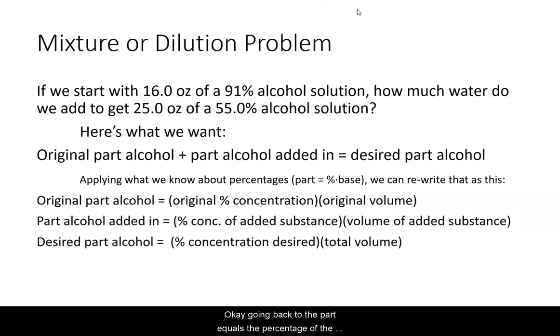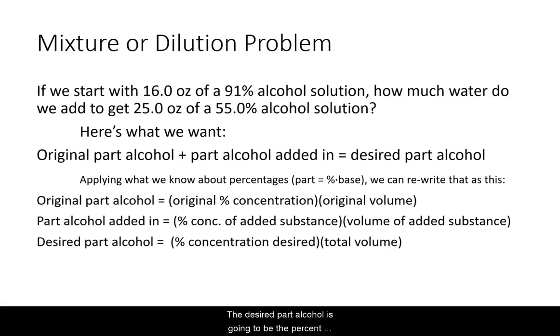Okay, going back to the part equals the percentage of the base, we can rewrite the original part alcohol as equal to the original percent concentration of alcohol times the original volume. In this problem, that's 0.91 as our percentage times 16. For the alcohol that we're adding in, that's the percent concentration of the added substance, which in this case is 0, times the volume of the added substance, which we don't know.